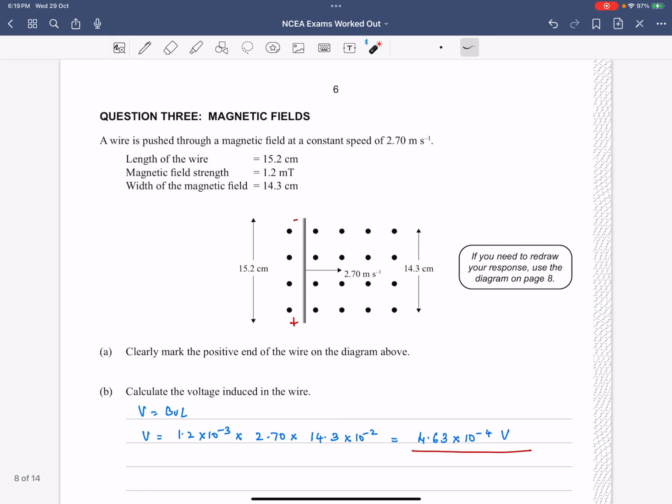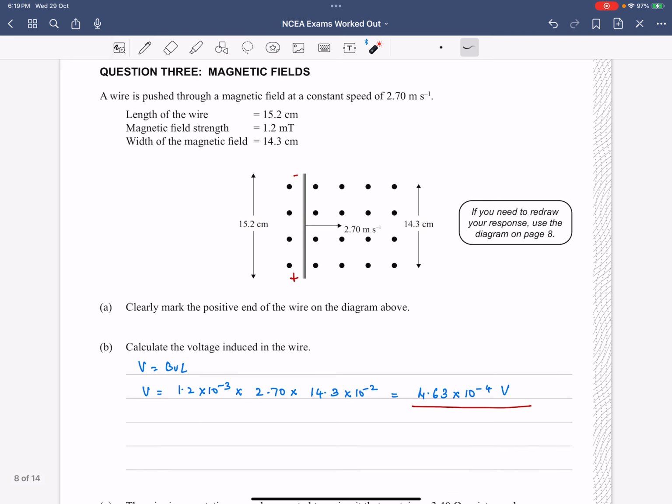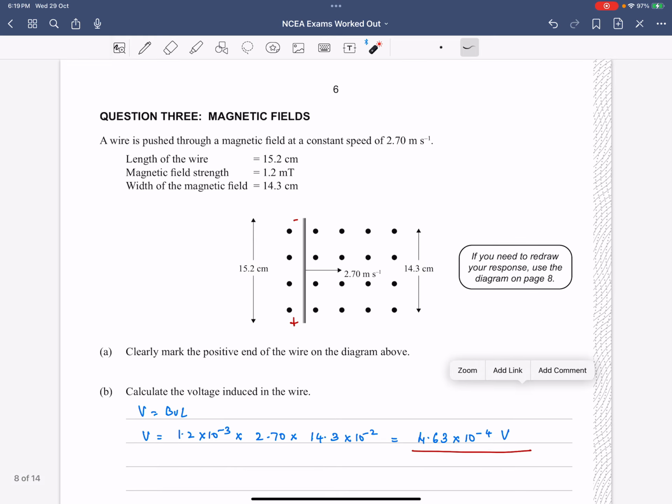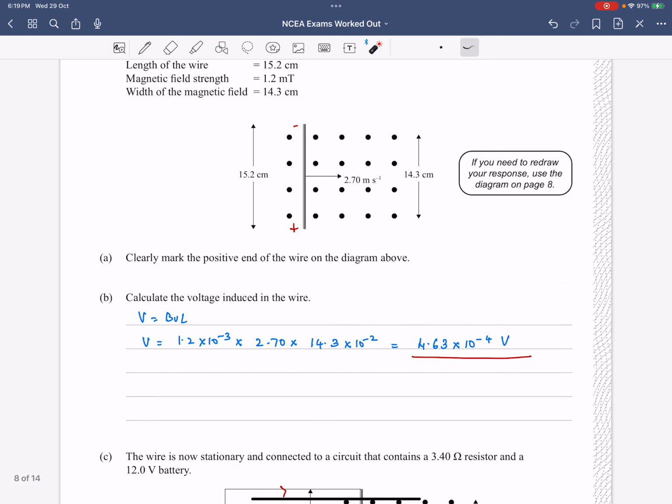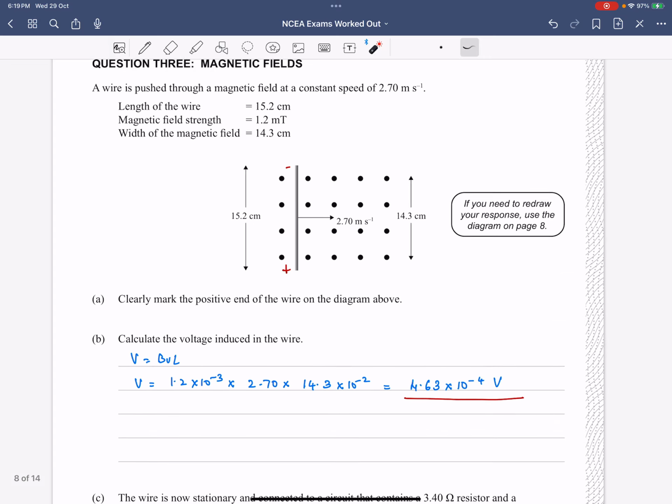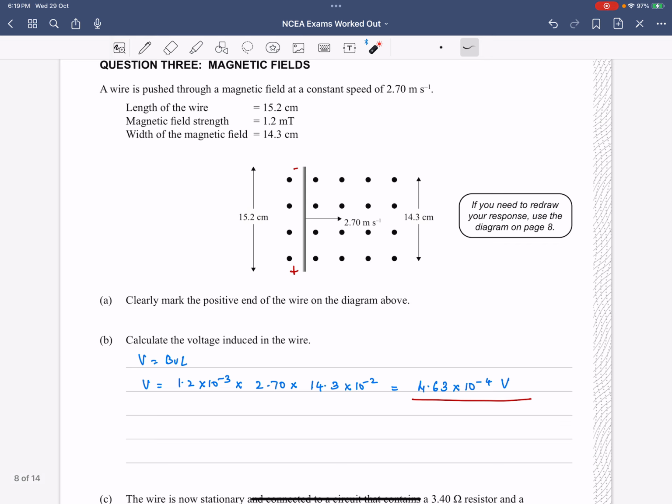Okay, magnetic fields. So we're given the length of the wire, the magnetic field strength, and the width of the magnetic field. So that's as big as the magnetic field, but the wire is longer. Now a wire is pushed through a magnetic field at a constant speed of 2.7 meters per second. Clearly mark the positive end of the wire in the diagram above.